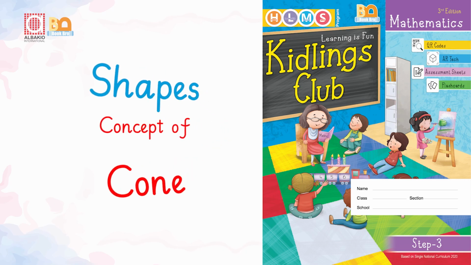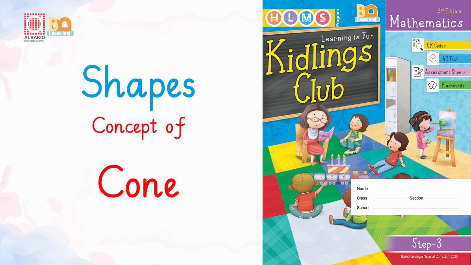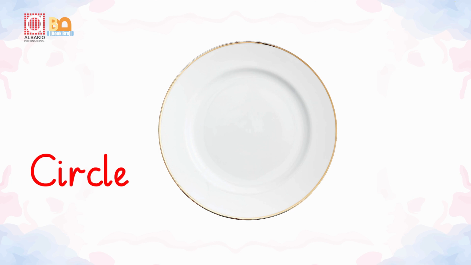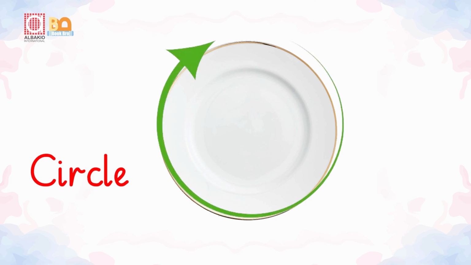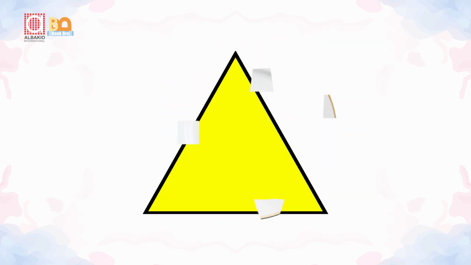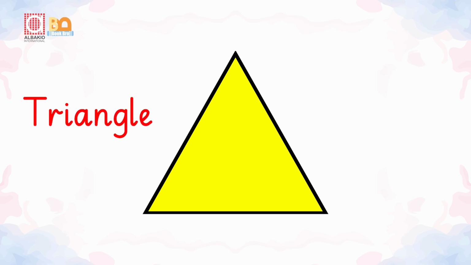And today we are going to learn more about shapes. Yes, can you name this shape? This is a circle because it is going round and round. And what about this one? This is a triangle. Why? Because it has 3 corners, 3 edges.